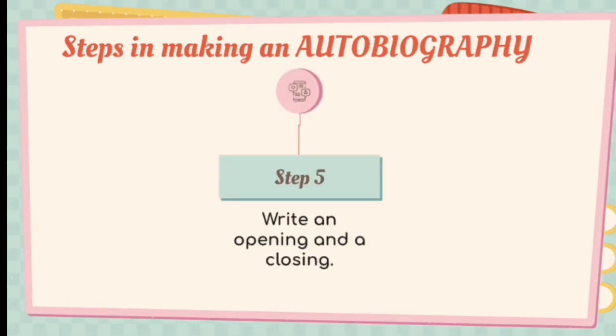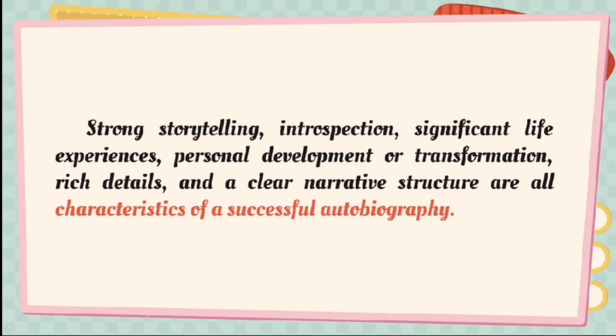Last is the 5th step, write an opening and a closing. Once a lifetime's worth of events is accounted for, it's easier to summarize and extract the main points to convey to a reader, and frame the autobiography with opening and closing statements. To summarize, strong storytelling, introspection, significant life experiences, personal development or transformation, rich details, and a clear narrative structure are all characteristics of a successful autobiography.